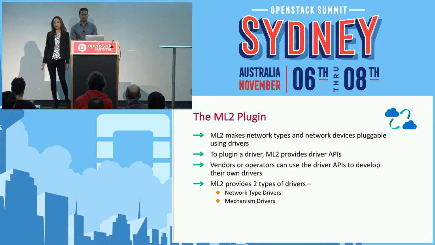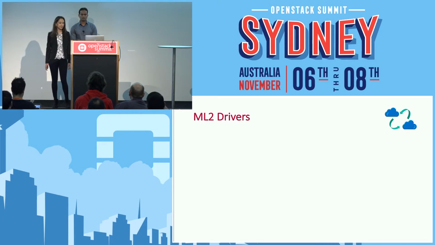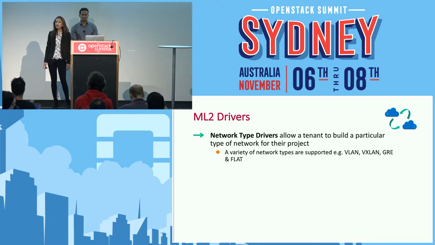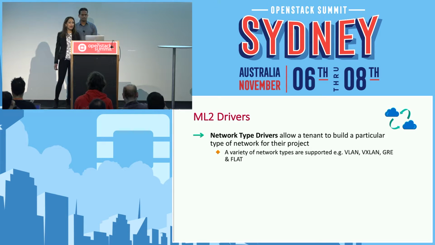ML2 provides two types of drivers. You have network type drivers and mechanism drivers. First, let's look at network type drivers. The network type drivers allow a tenant to build a particular type of network for their project. A network type driver could be used to build both a project network or a provider network. We will be talking about both those types of networks as we proceed. A variety of networks are supported by the network type drivers. You can have a VLAN, a VXLAN, a GRE, or a flat network.